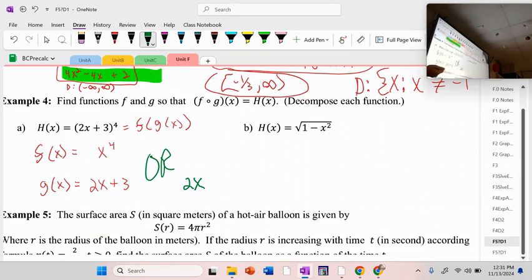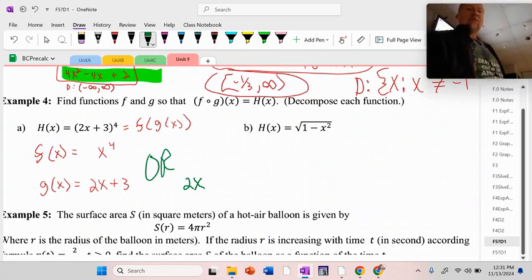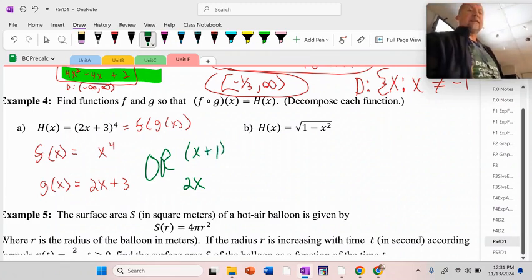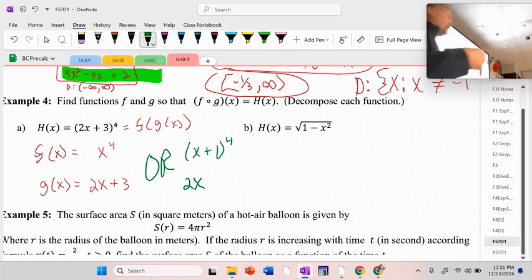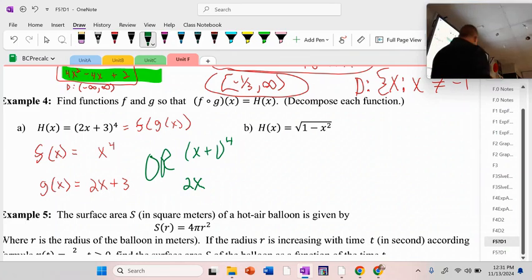And then what would the answer be? Parentheses, go ahead. X plus 3 to the fourth. This is why there's an infinite amount of answers. I could keep going with some crazy stuff, I could come up with all these different answers. And if you did that, that'd be fine. I would have to make sure your answer does actually work, because think about what happens.